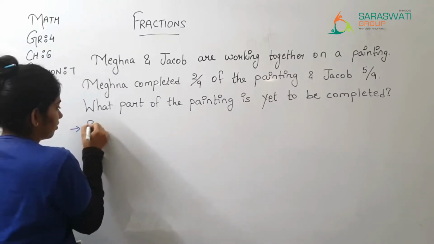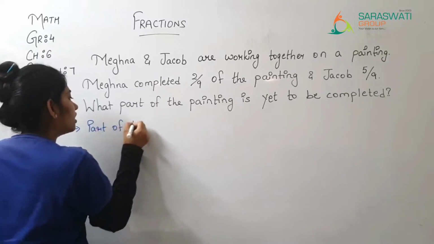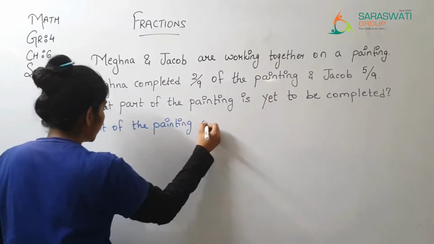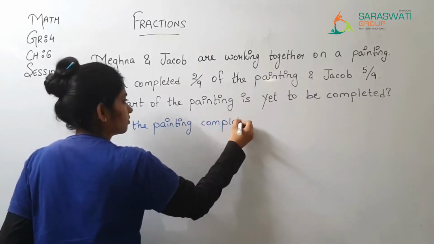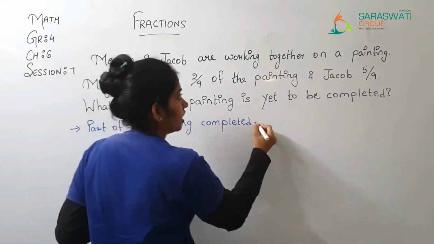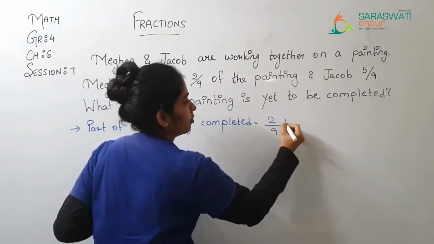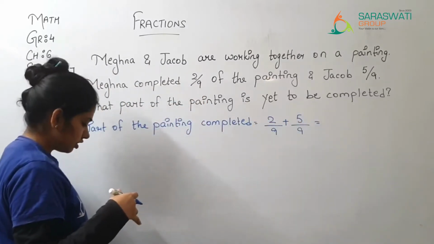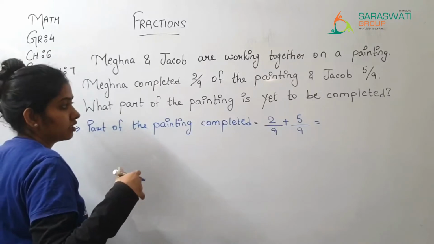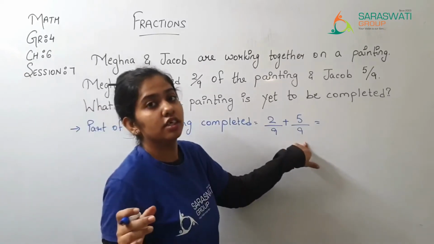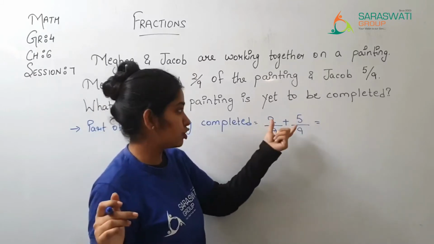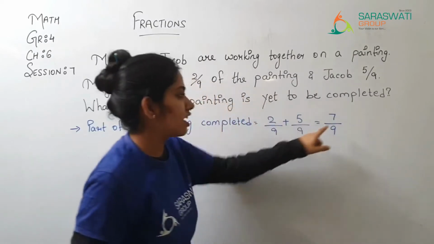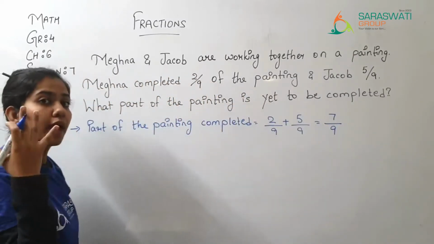So part of the painting completed, right? Then you will write 2/9 plus 5/9. Here you can see that the denominators are the same. So we can add the numbers 2 plus 5, that is 7. So 7/9, so 7/9 part is already completed.